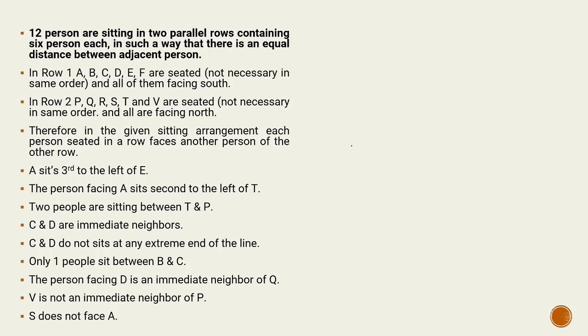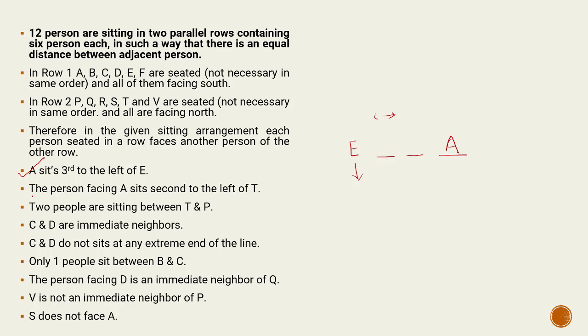So if I place E anywhere, left of E should be towards this side. A sits third to the left of E. E is a south facing person. Left should be towards this side. So this person should be A. This data has been placed.